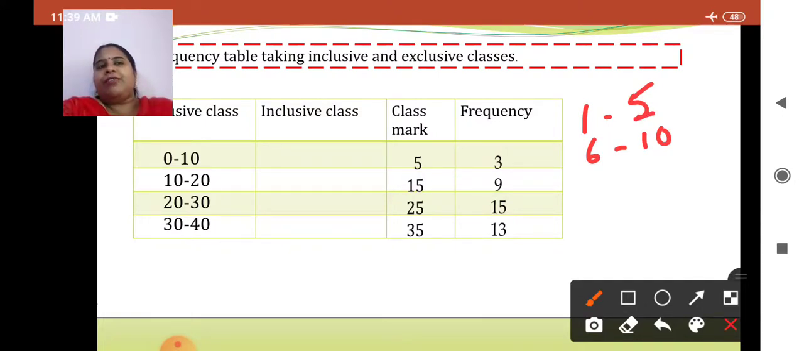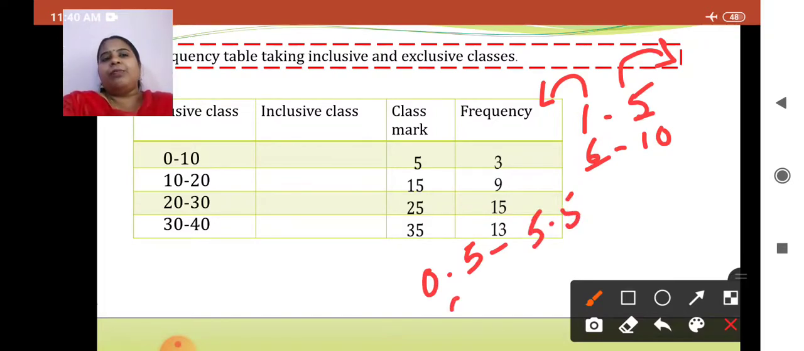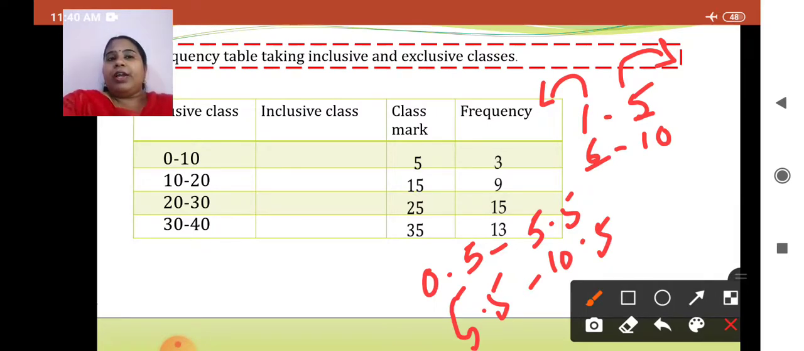Now this is upper limit 5, this is lower limit 6. 6 minus 5 is 1, divided by 2, 0.5. So that 0.5 you need to subtract on this side and 0.5 you need to add on this side. So 1 minus 0.5 becomes 0.5, 5 plus 0.5 becomes 5.5, 6 minus 0.5 becomes 5.5, and 10 plus 0.5 becomes 10.5. If you are not understanding it, please go back and see my previous session's video where I have explained stepwise how to make the classes continuous.